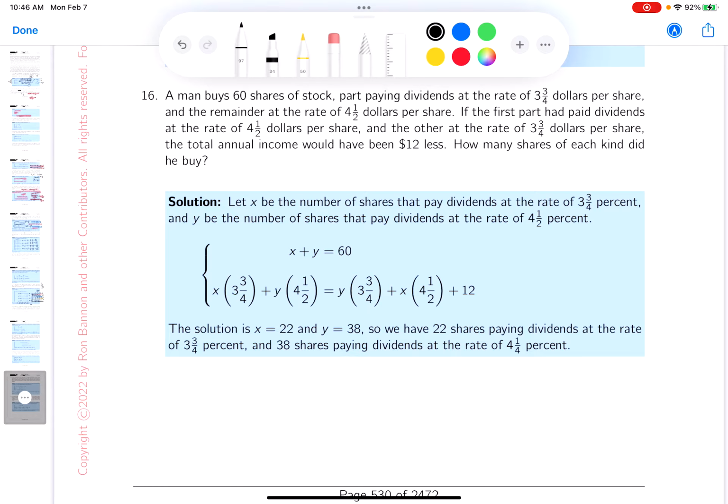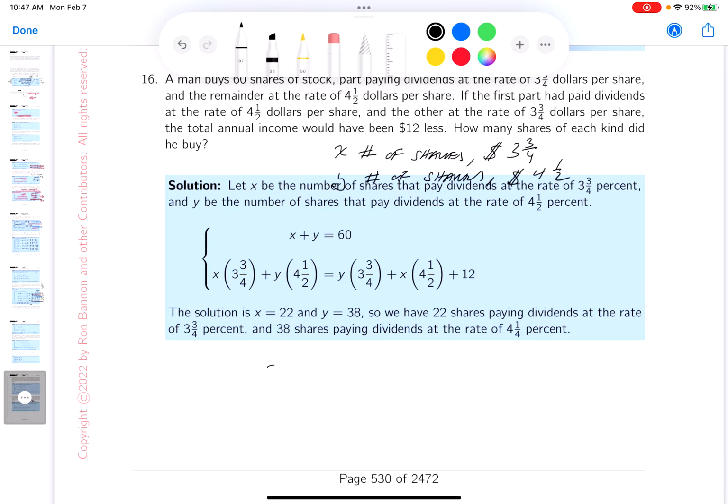So I'm going to say X is the number of shares that pays 3.75. That's per share, by the way. All right? And I'm going to say Y is the number of shares that pays 4.5. All right? So let's write something down from the first sentence.